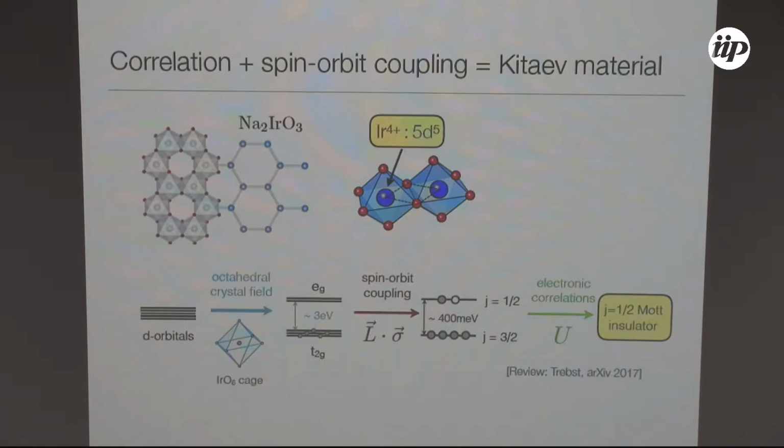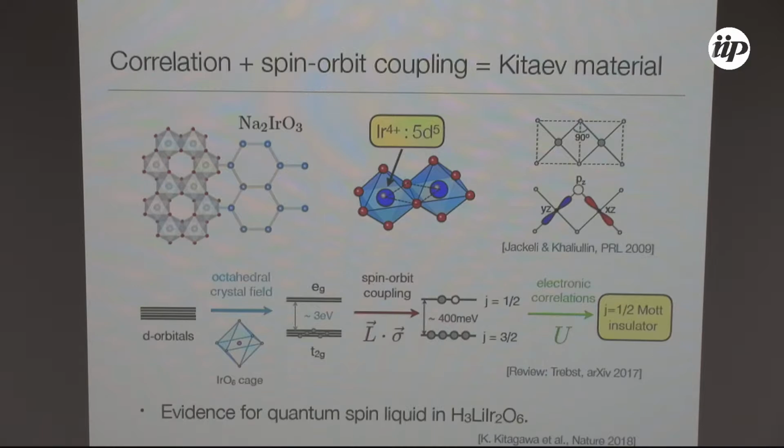If in addition you have strong electronic correlations, a large U in the Hubbard model, you can have a Mott insulator where now your system is described by local moments, a Mott insulator with J equals 1/2 spins, very similar to S equals 1/2 for 3d materials. However, since this is coming from a strong spin-orbit coupling, the effective spin model is not necessarily a Heisenberg model. It could be something different and anisotropic.